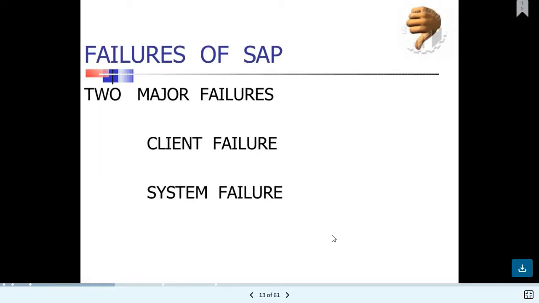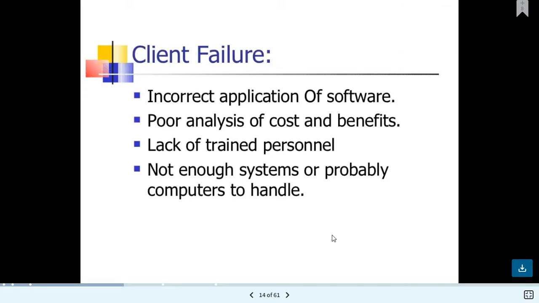Failures of SAP: there are two major failures, first client failure and second system failure. If we talk about client failure, what are the major points? Incorrect application of the software might be a reason for client failure. Poor analysis of cost and benefit might be another issue.